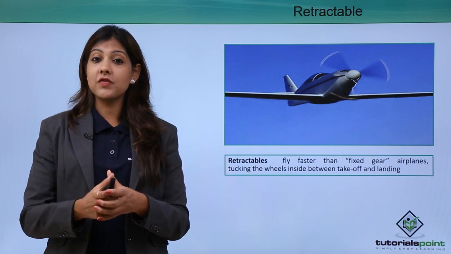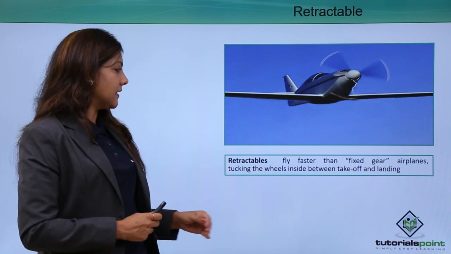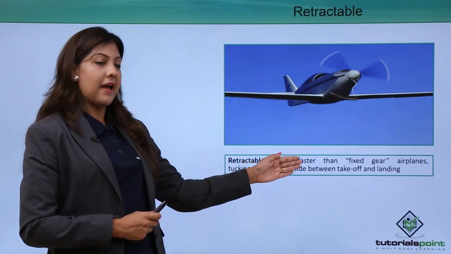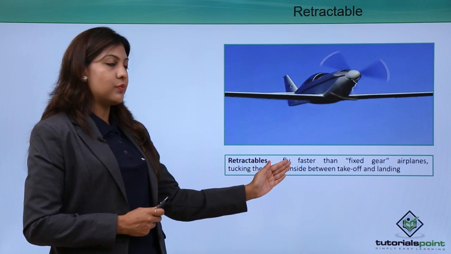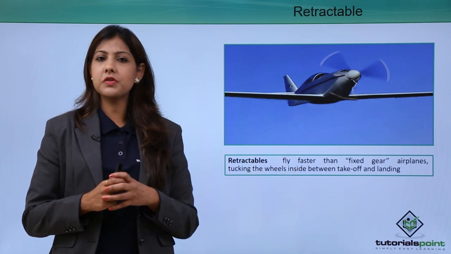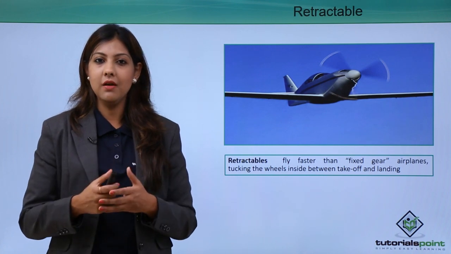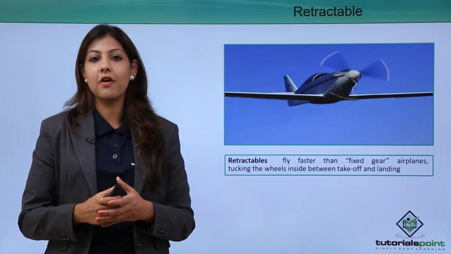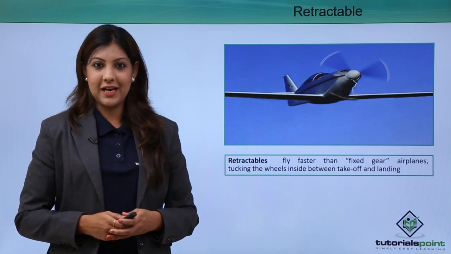There are certain aircrafts which are known as retractables. Now, what are retractables? Let's see that. Retractables fly faster than the fixed gear airplanes, tucking the wheel inside between the takeoff and landing. Most of the time, after takeoff the wheels of the aircraft go inside the aircraft. But in fixed gear airplanes, this does not happen.